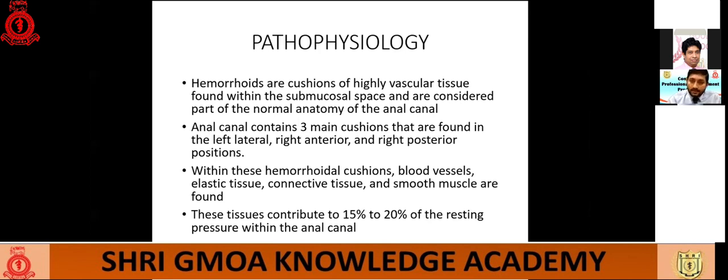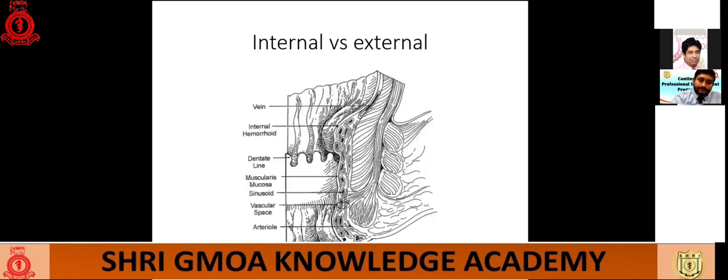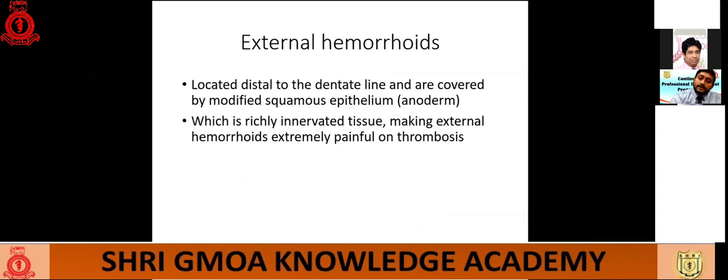So mainly they are located in the 3 o'clock, 11 o'clock and 7 o'clock positions. And the importance of anal cushions is that they contribute to 15 to 20% of resting anal pressure. So there are internal hemorrhoids and external hemorrhoids. You demarcate them along the dentate line. If it is beyond the dentate line, it's called external hemorrhoids, and if it is proximal to the dentate line, it's called internal hemorrhoids.